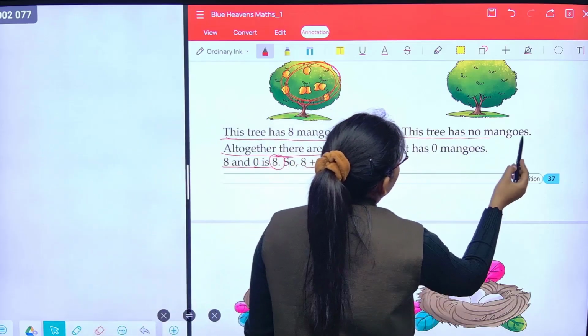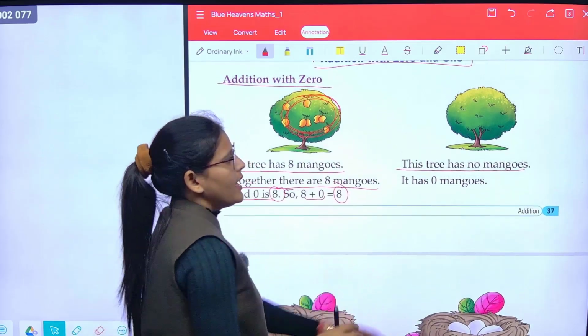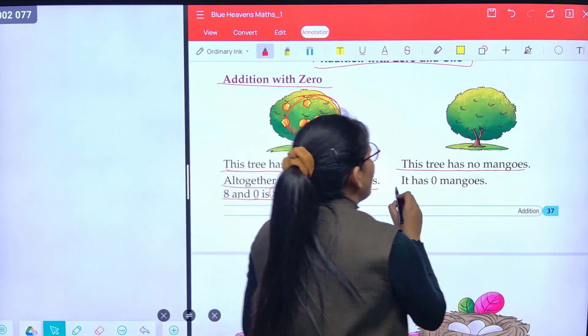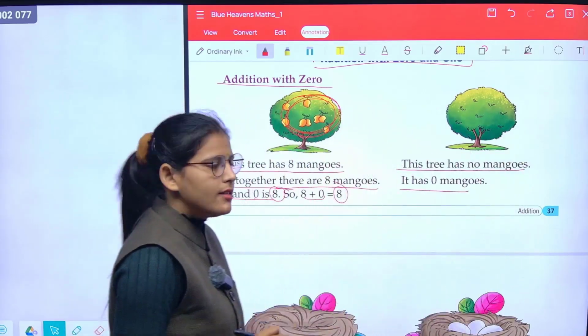Now this tree has no mangoes. So it has 0 mangoes. Understand?